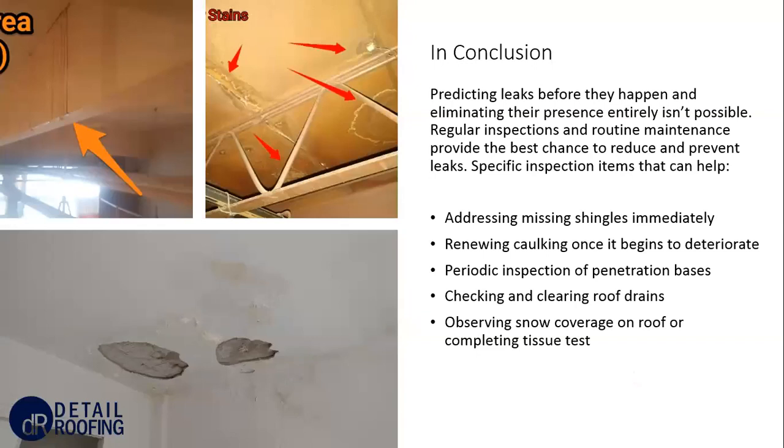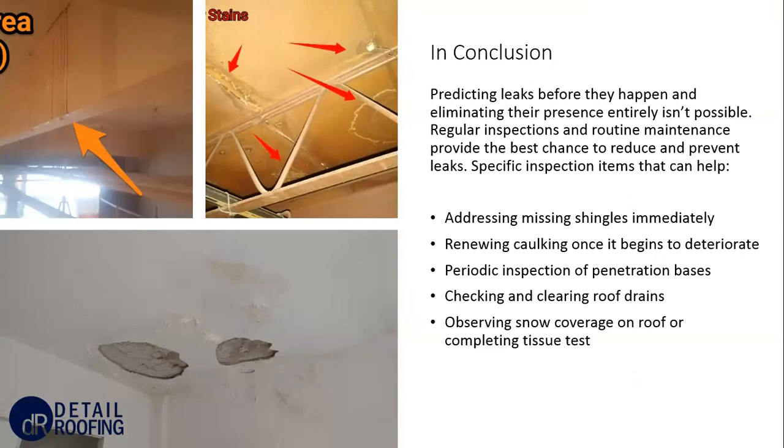So those, again, were all of the top items that we saw throughout the year last year. So just in conclusion, as I mentioned at the beginning, predicting leaks can be quite difficult. It's never going to be possible to predict where every leak is going to happen or eliminate them entirely. However, completing regular inspections of the roof surface or completing regular maintenance is going to be the best chance to help identify some of these issues before they happen, and best chance of stopping leaks in their tracks.